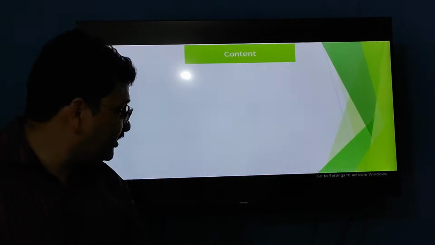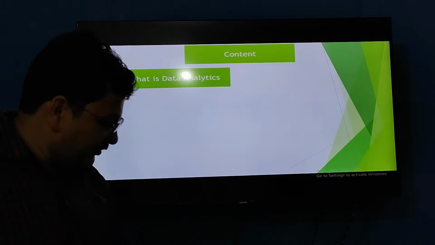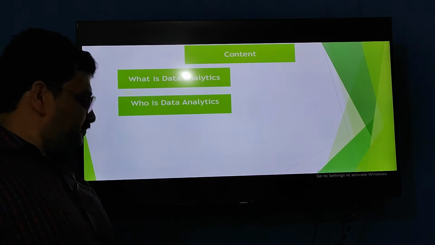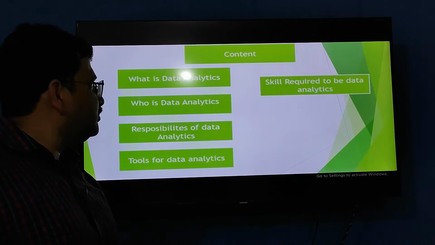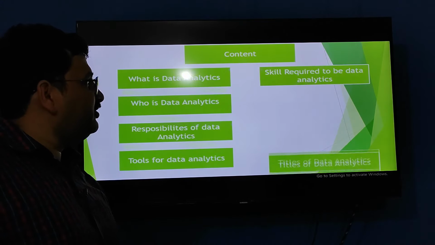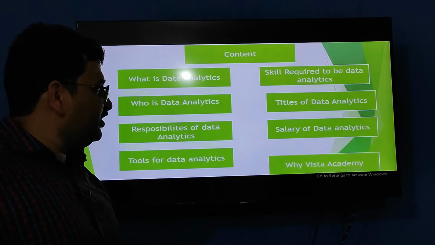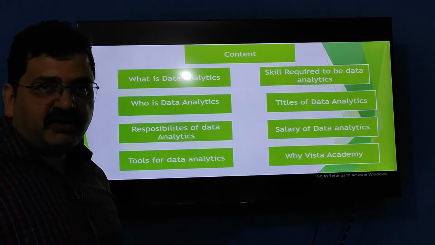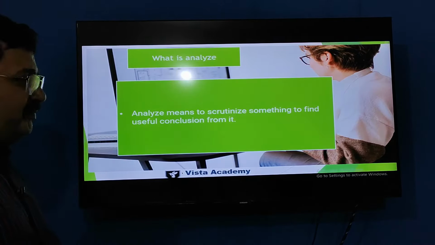So what is the content here? Let's check it one by one. What is data analytics? Who is a data analyst? Responsibilities of a data analyst. Skills required to be a data analyst. Titles of data analysts. Salaries of data analysts. And why you should join Vista Academy to make a career in this field. So let's start from the beginning here.